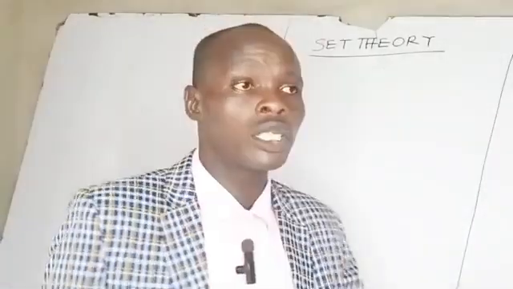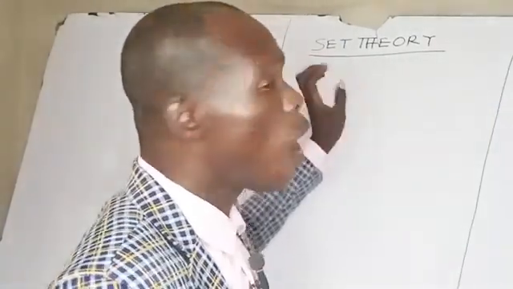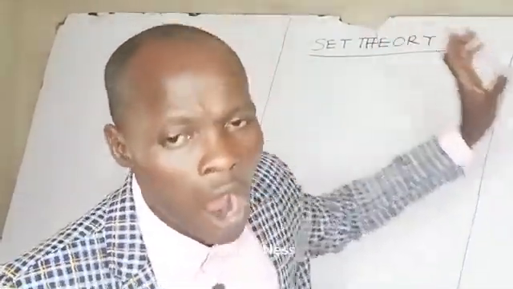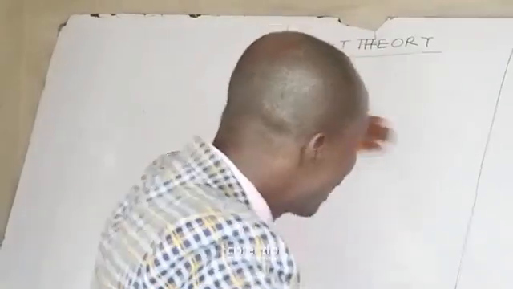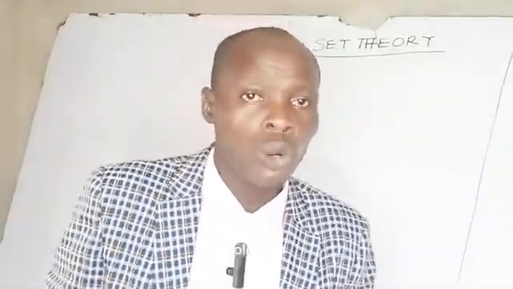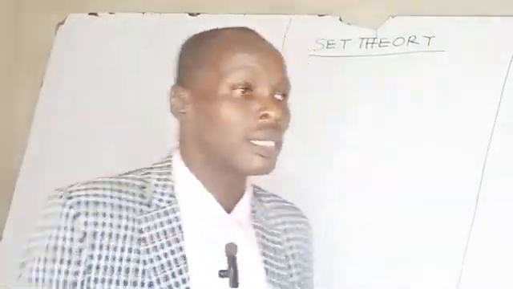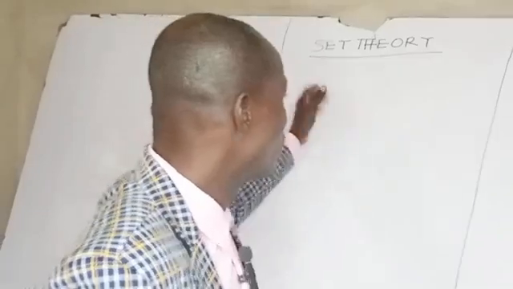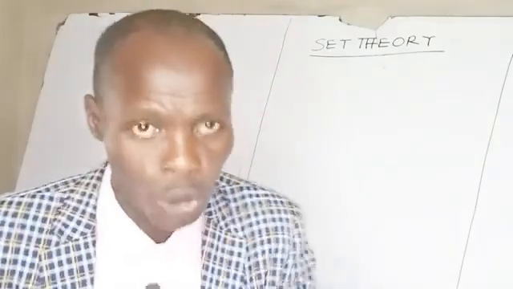Set theory. What is a set? A set is a collection of well-defined objects, things, or units. The collection of a well-defined object is said to be a set. The object could be a mathematical instrument such as the divider, the protractor, the compass, ruler, pencil, etc. That is the set of mathematical instruments.